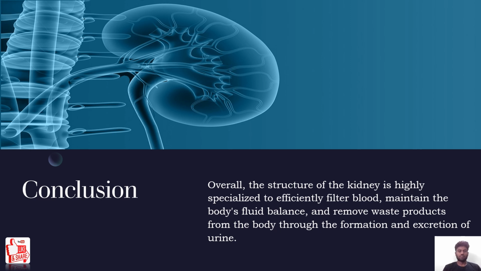Conclusion. Overall, the structure of the kidney is highly specialized to efficiently filter blood, maintain the body's fluid balance, and remove waste from the body through the formation of urine.